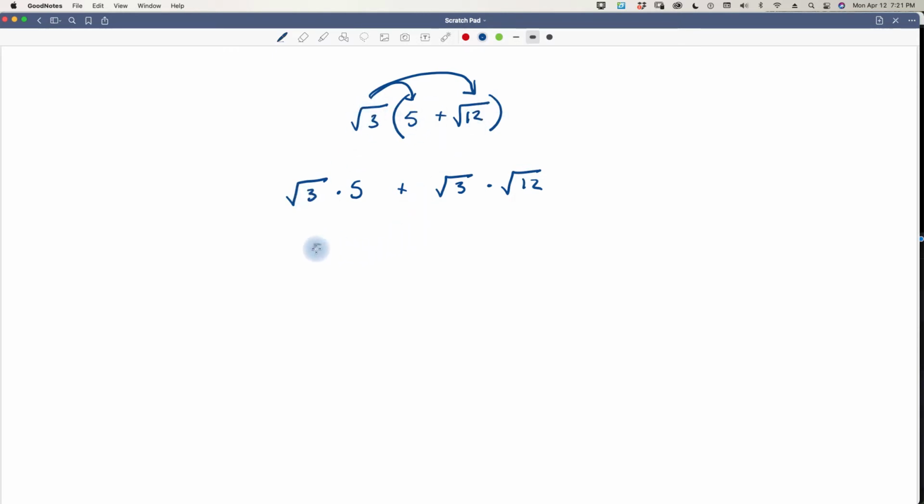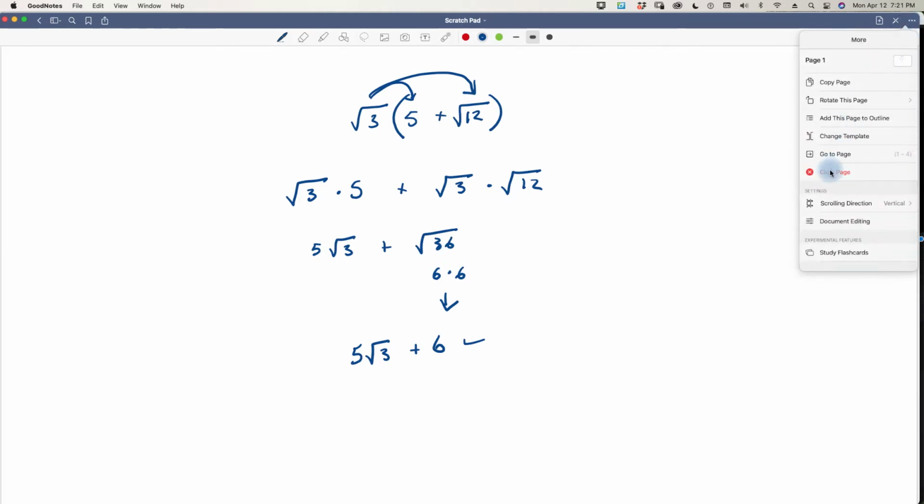And this ends up being 5 times the square root of 3 plus the square root of 36, which we know is a perfect square. That's 6 times 6. So this ends up being 5 times the square root of 3 plus 6. And that's the correct answer. Right? So that's as complex as we've gotten to date. So now we're going to get just a little bit harder. But you guys can handle it because you already know how to do this.